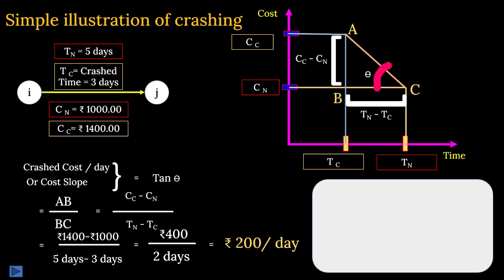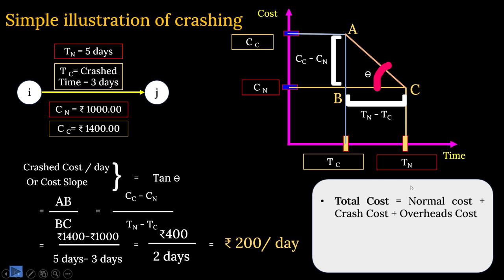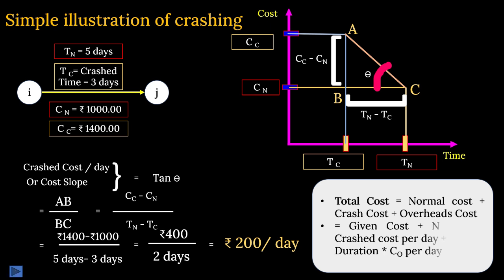Now, depending on these, let us find out what is the total cost of the project. So total cost of the project is what? Normal cost plus crash cost, because for crashing by number of days, you have to give more resources. Resources means money. So that is the crash cost as we have calculated out here, plus the overheads. Overheads will be there. All three costs we have discussed. Okay. That will be your total cost.